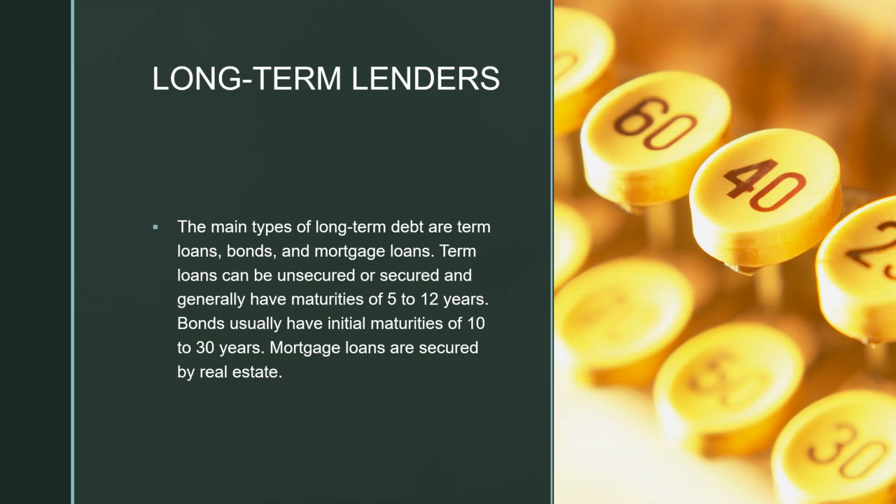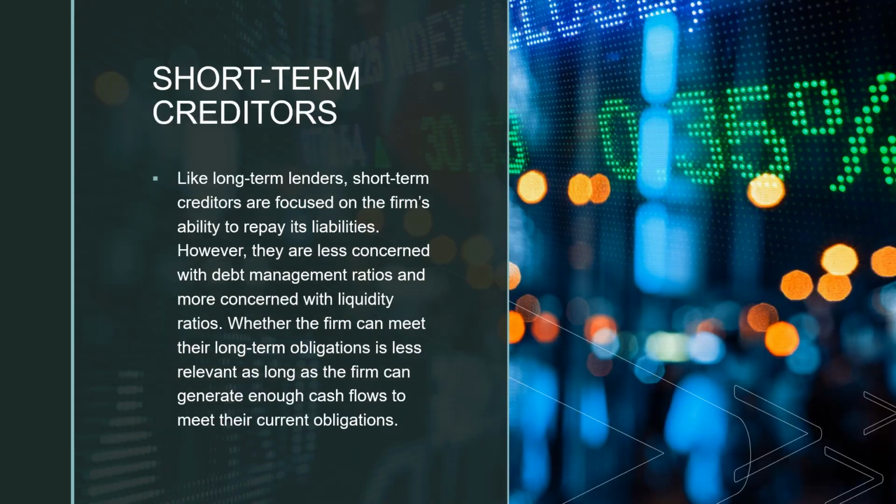The long-term lenders. The main types of long-term debt are term loans, bonds, and mortgage loans. Term loans can be unsecured or secured and generally have maturities of 5 to 12 years. Bonds usually have initial maturities of 10 to 30 years. Mortgage loans are secured by real estate.